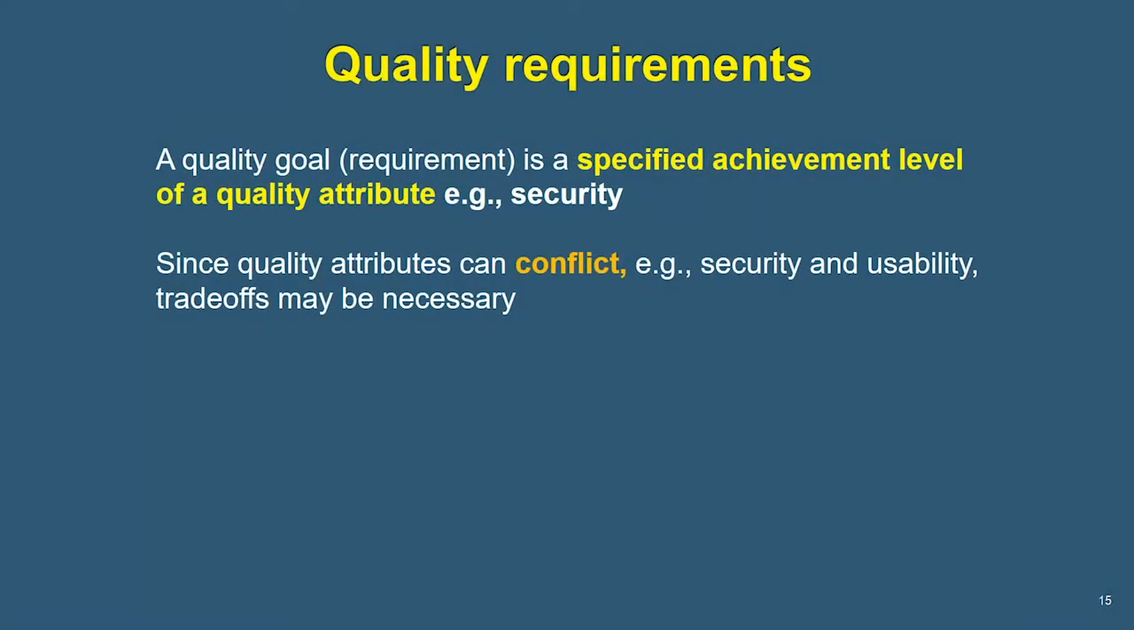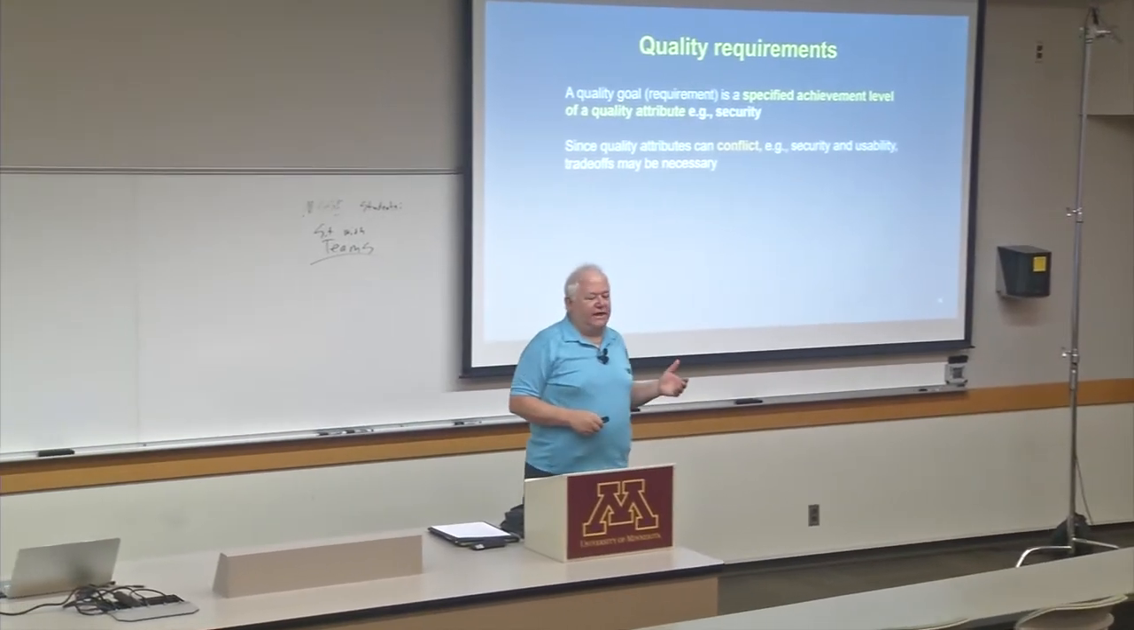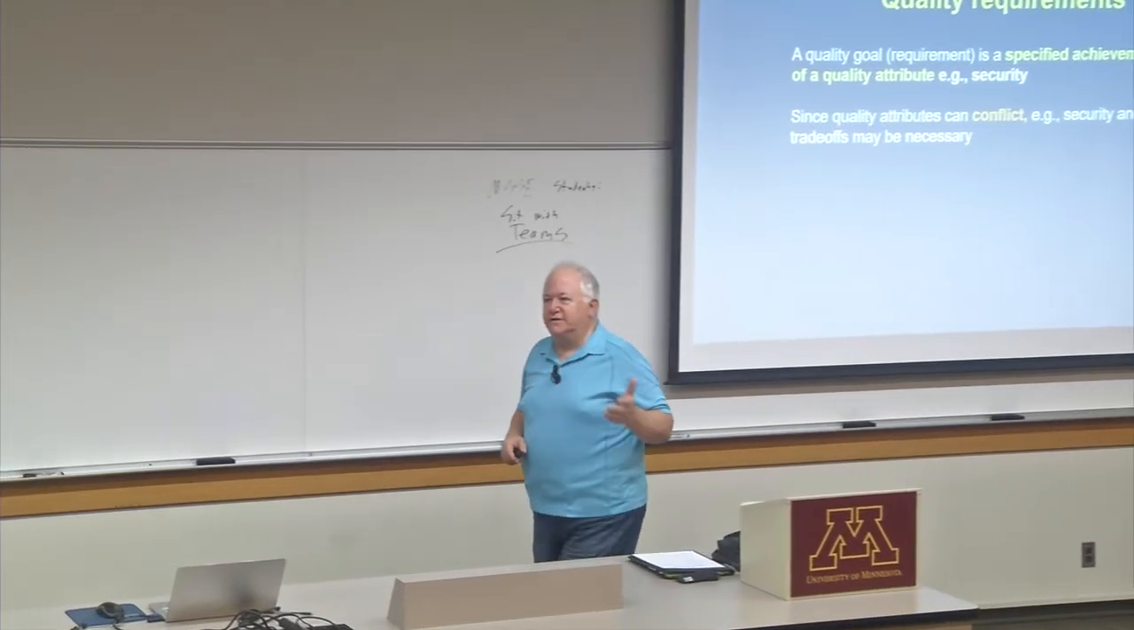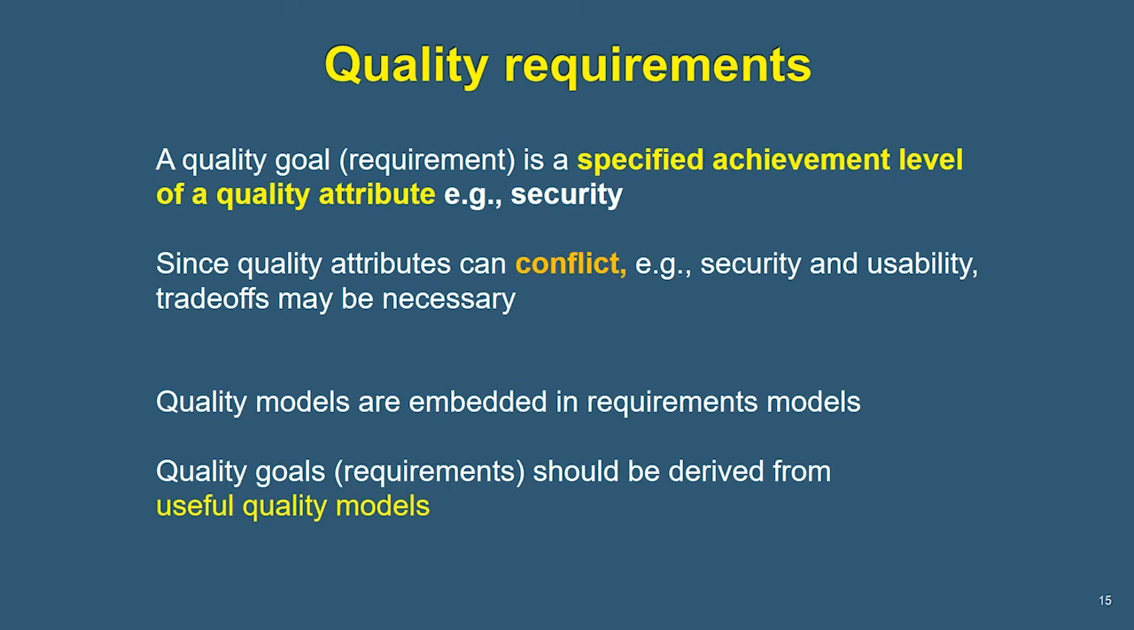A quality requirement is a specified achievement level of a quality attribute, for example security. Now, I can have security with username and password. I can have security with username, password, and 3 annoying questions. Or I can have retinal scanners, right? I can do this at various levels, so we have to say, yes, I want security, and I want security at this level. And then we've got a requirement on our hands. We have to figure out how to do it.